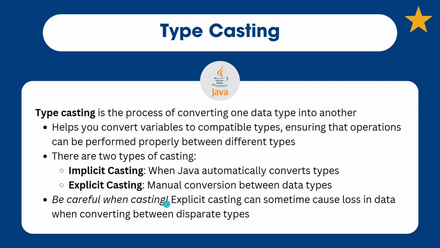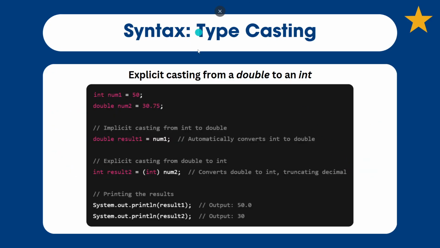So be careful when you're casting. Explicit casting can sometimes cause loss in data when converting between disparate types, and not all casting is possible. So you can't just cast between all sorts of different types. There are limits to it. We're not going to explore all the different limits. We're just going to go through some of the common implicit casting and just a couple examples of explicit casting.